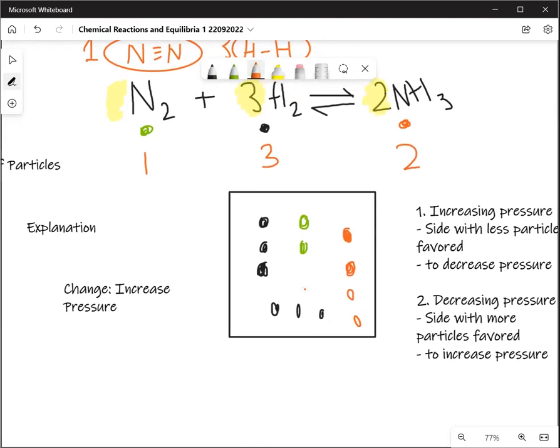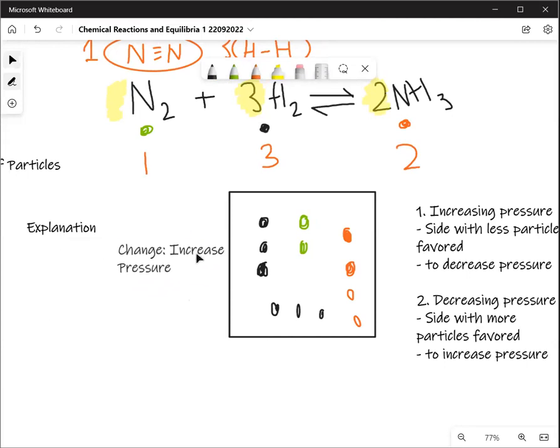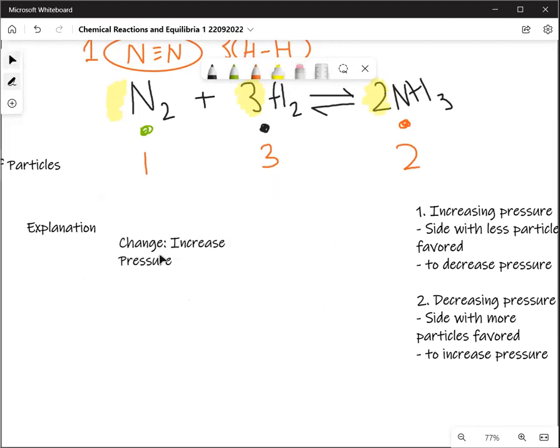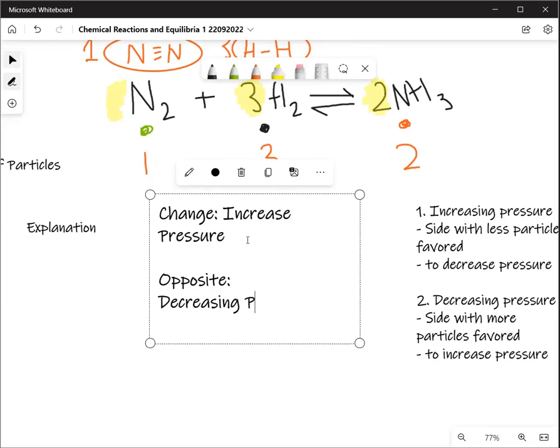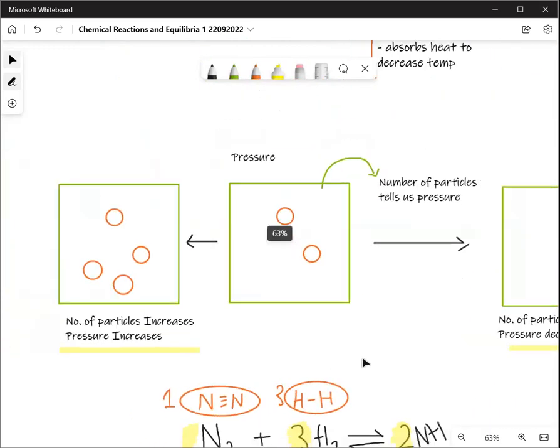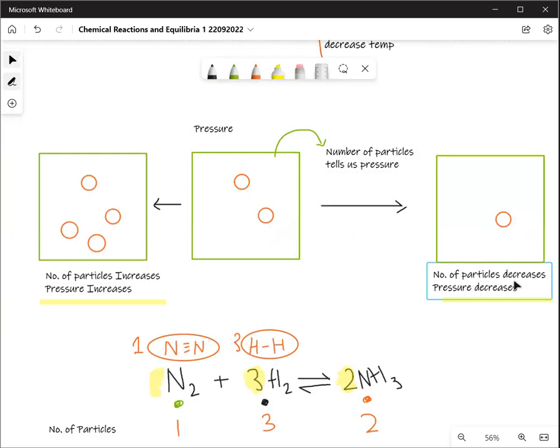Now you tell me, if I increase the pressure, what is the opposite of increasing pressure? Decreasing pressure. Now, how can I decrease pressure? How can I make that happen? First look over here. Which side has a lower pressure, the side with fewer particles or more particles? The right side, fewer particles.